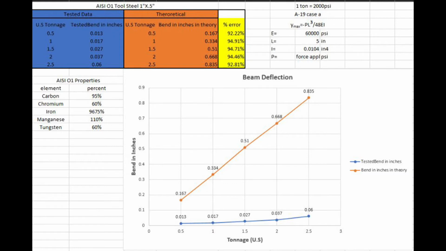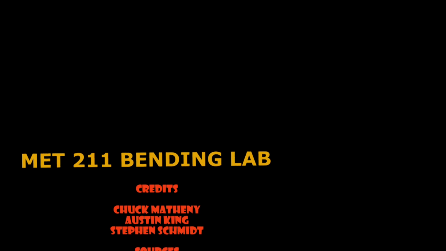But if you look at the percent of error per incremental force, the percent is pretty well consistent. This concludes our project. We hope you enjoyed it.